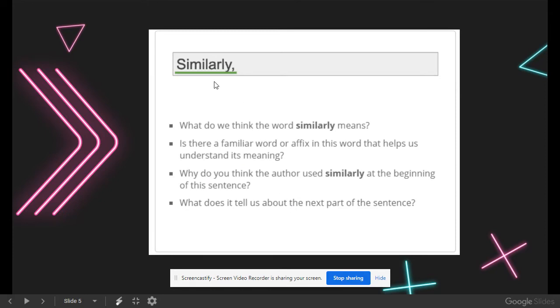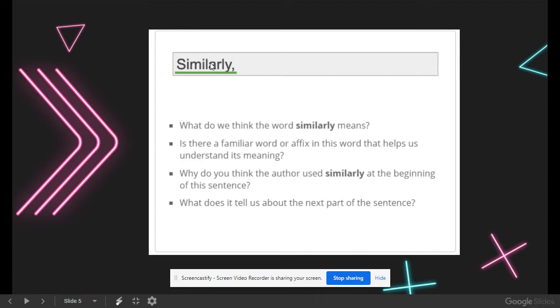Let's first look at that word similarly. Now we see the word similar, which is a familiar word. Why do you think the author used similarly at the beginning of this sentence? What does it tell us about the next part? This is a transition word that's making a connection.